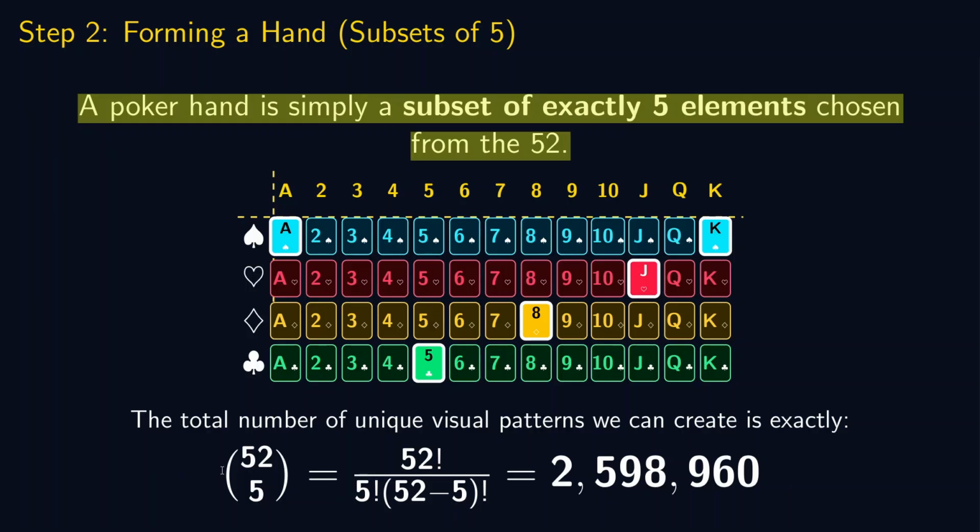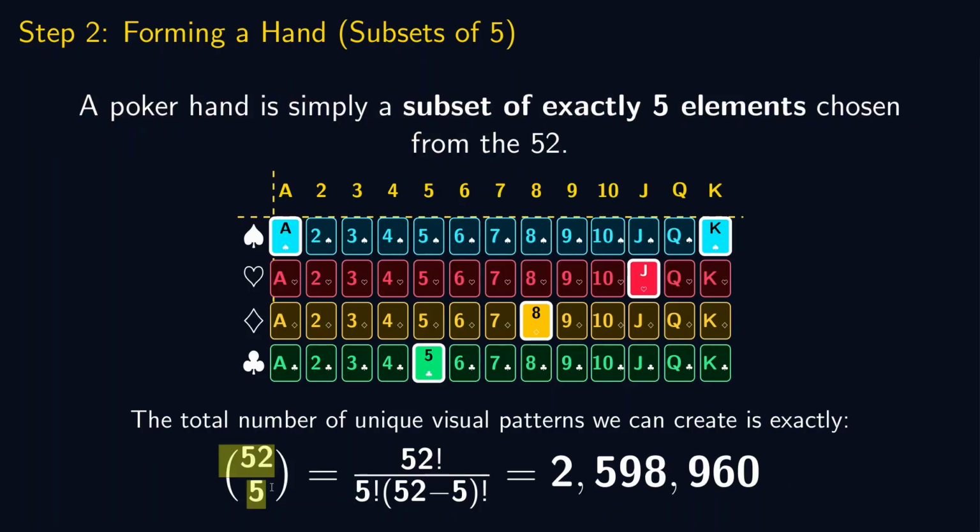This is where our choose formula comes in. In spoken terms, 52 choose 5. And the way we calculate that is 52 factorial divided by the product of 5 factorial and 47 factorial. Let me explain what that means in plain English. 52 factorial means 52 times 51 times 50 times 49 times 48, and so on all the way down to 1. That is the number of ways to arrange all 52 cards in a sequence.